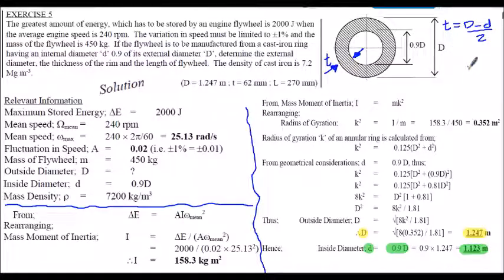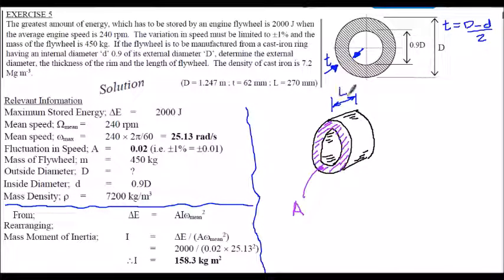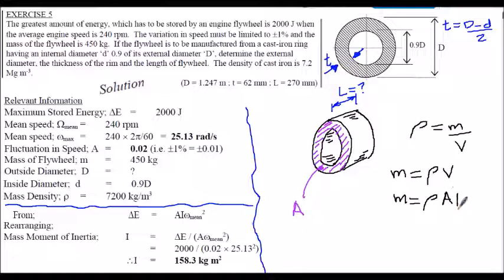Now what they also want is the length. I'll call it L. We're trying to find the L. That's the unknown. But we do know that density is equal to the mass divided by the volume. So I could write that. I just rearrange the equation simpler. Multiply both sides by V. We know that the mass is the density multiplied by the volume. Or mass is equal to the density times the volume, which could be the area multiplied by the length.